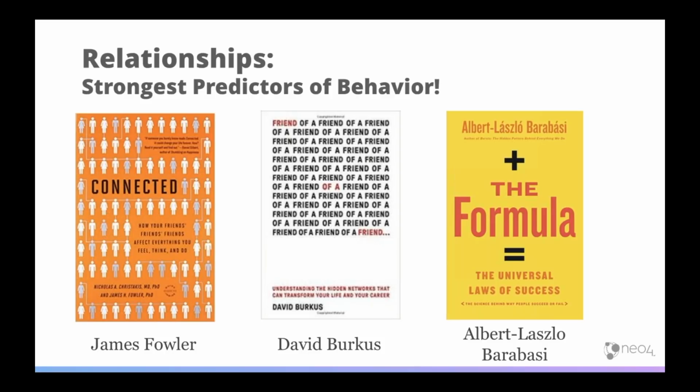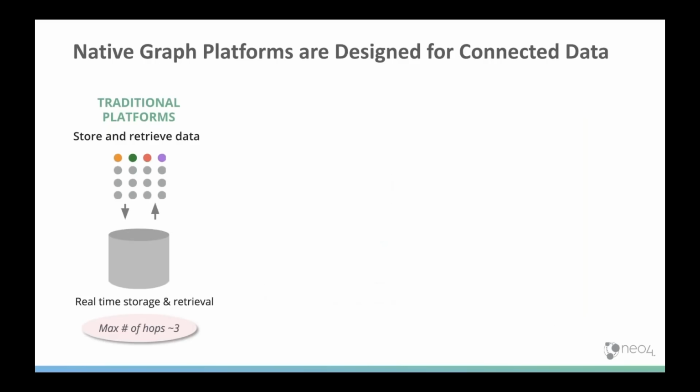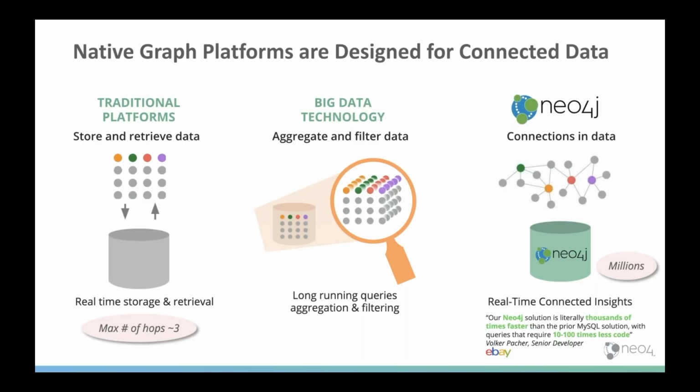So, in sum, we pretty much know that relationships are really strong predictors of behavior, and graphs, of course, naturally store information with connections. Whereas traditional platforms may store things in a flatter format, that limits how easily you can traverse through your network, and also requires that you aggregate and filter this information. Neo4j, a native graph database, allows us to do things much faster, traverse those relationships, and extract and use them more easily.